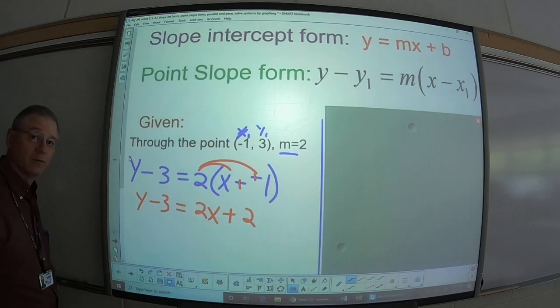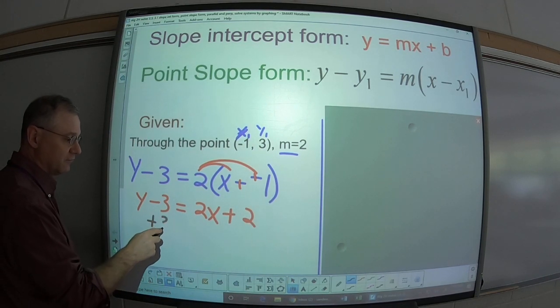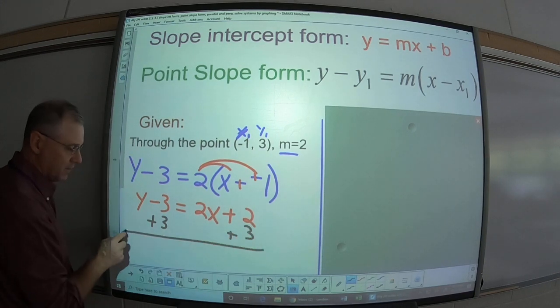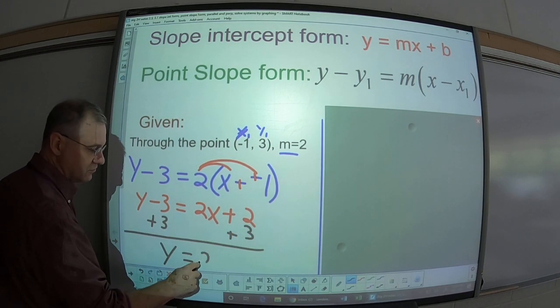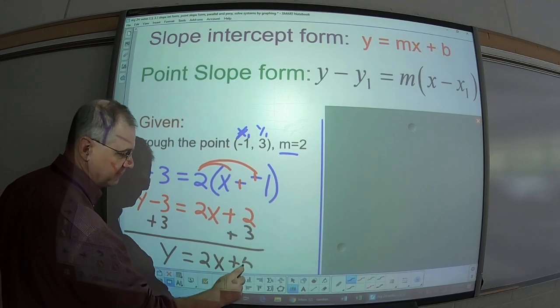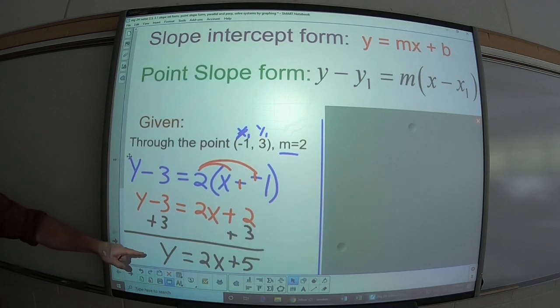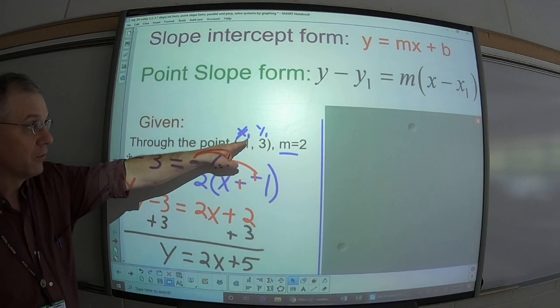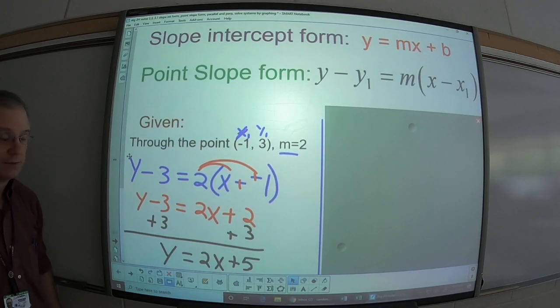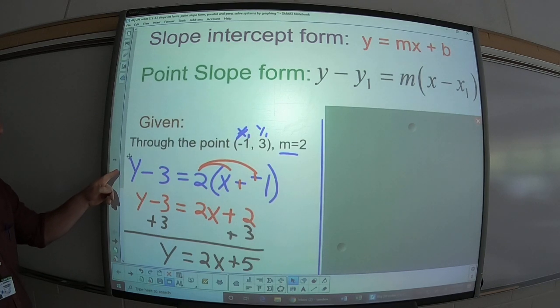And then I only have to do one more step. Get rid of this 3 by adding 3 to both sides. Y equals 2x plus 5. There is my equation of the line that goes through this point and has that slope. That's really all you have to do to use point slope form to get slope intercept form.